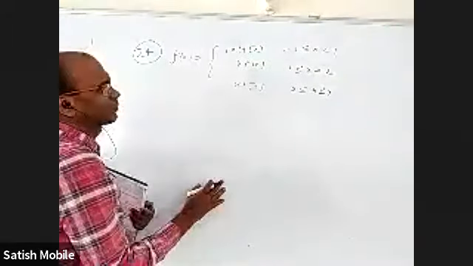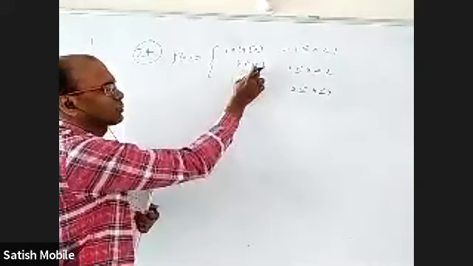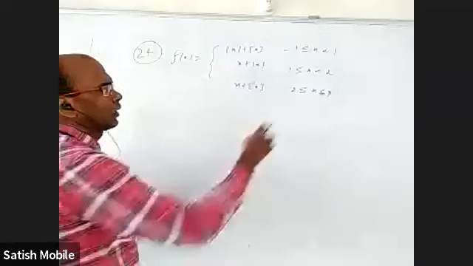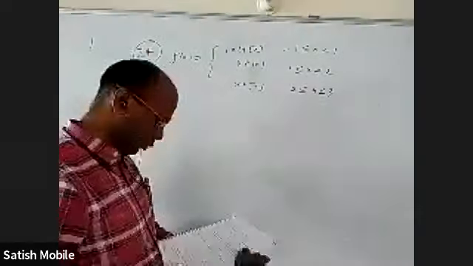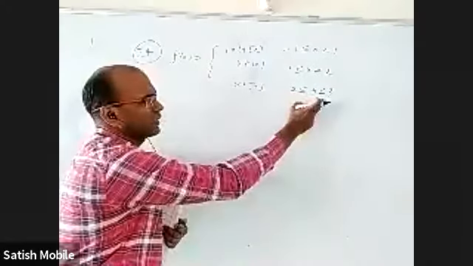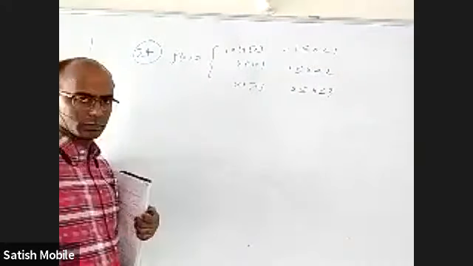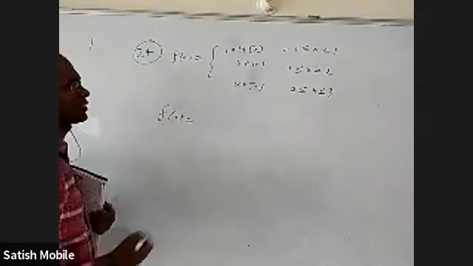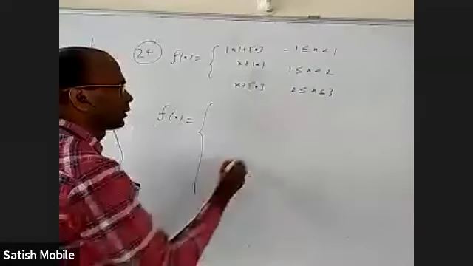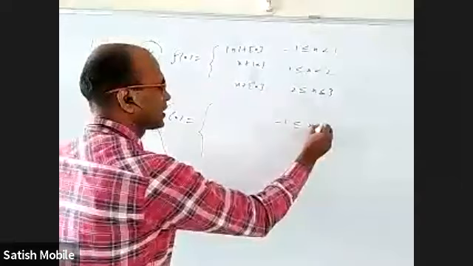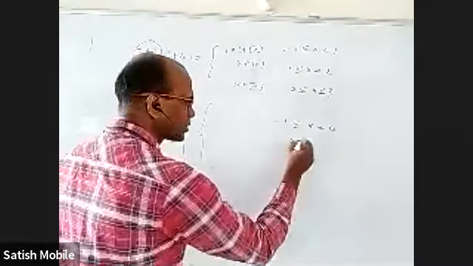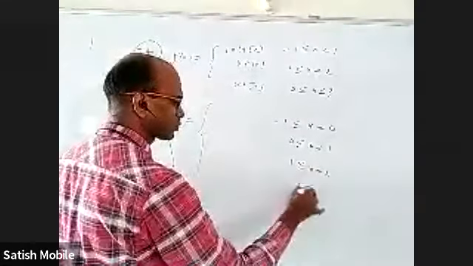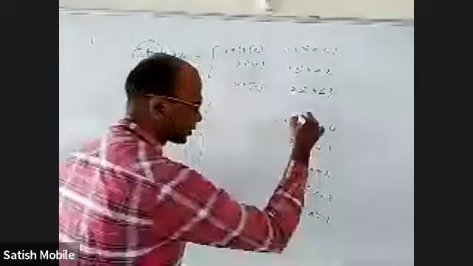Now let us break this down further. Between 1 to 2, mod x is positive, so I can write x only, and x plus x is 2x. Between 2 to 3, but 3 is also included there, so I have to take up to open 3 separately, and at 3 it is separate. So if I want to write further, let me write like this: f of x is equal to, for minus 1 less than or equal to x less than 0, I will take separately; 0 less than or equal to x less than 1 separately; 1 less than or equal to x less than 2; 2 less than or equal to x less than 3; and x equal to 3.